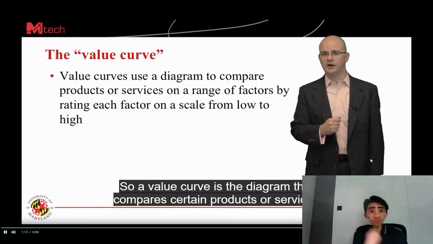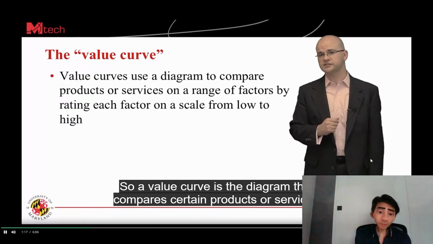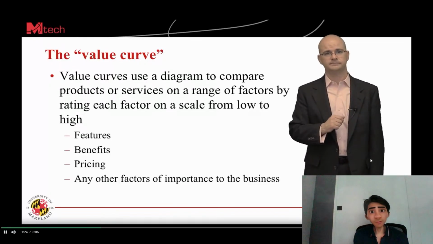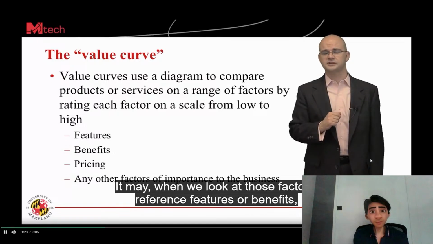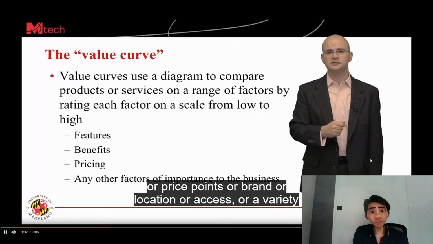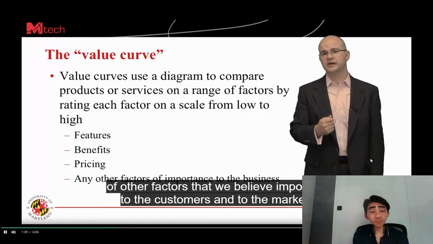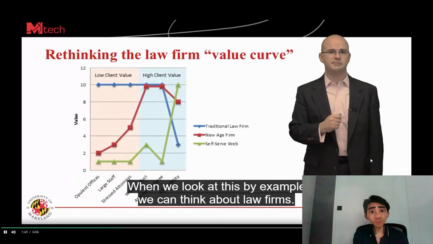So a value curve is a diagram that compares certain products or services in select factors on a relative scale of low to high. When we look at those factors, they may reference features or benefits or price points or brand or location or access or a variety of other factors that we believe are important to the customers and to the market. When we look at this by example, we can think about law firms.